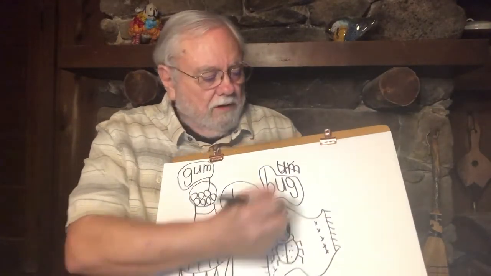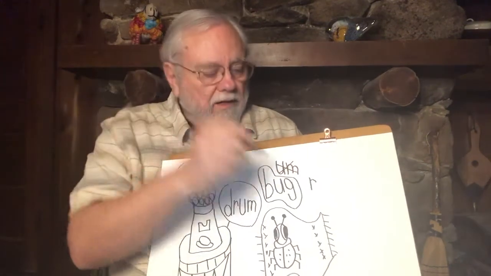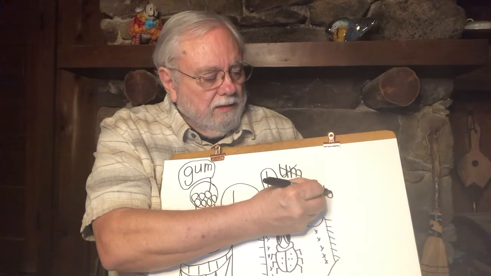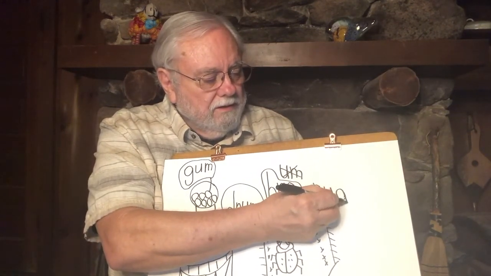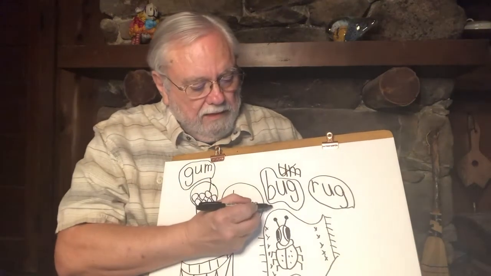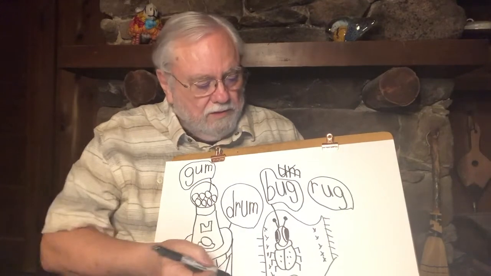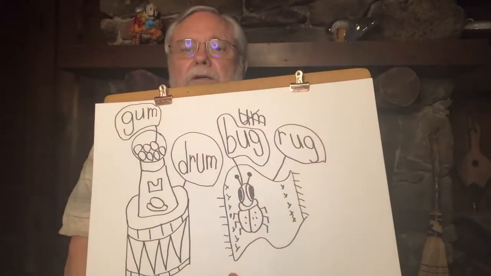What's the first sound in rug? R for riding. What's the next sound? Ugh, for up. And what's the last sound? G for gliding. So here we have a bug, so tie the string to the bug, and our bug is where? He's on a rug.